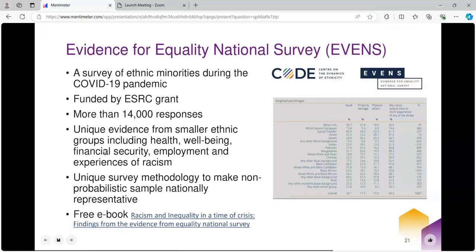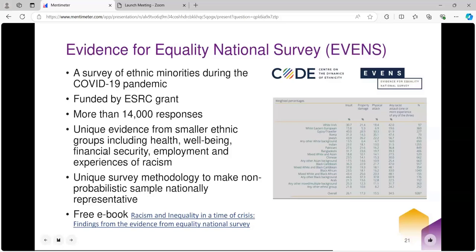Now, this is a slightly different one that I wanted to introduce, not just because I've been involved in it, but this comes from an ESRC study carried out by the Centre on the Dynamics of Ethnicity in Manchester and St Andrews and other places. And it was a survey of ethnic minorities during the COVID-19 pandemic. If you're interested in ethnicity, this probably is a useful place to start to look, because there are more than 14,000 responses and much better representation of some groups who typically aren't captured in the major surveys.